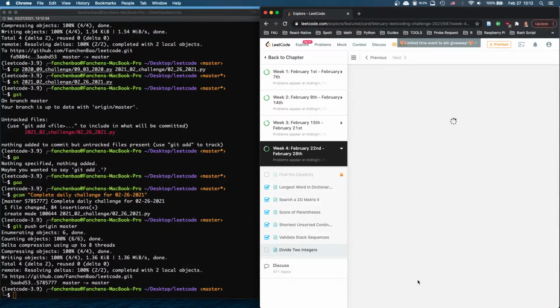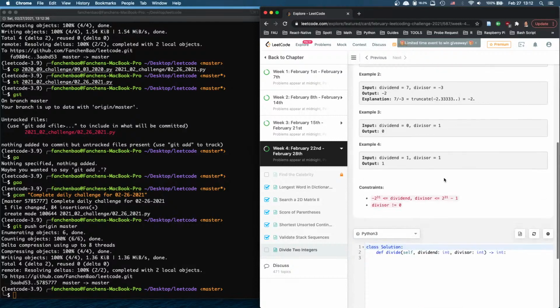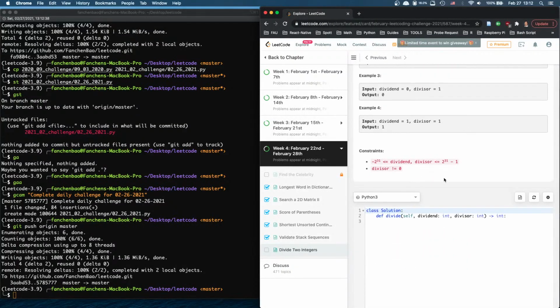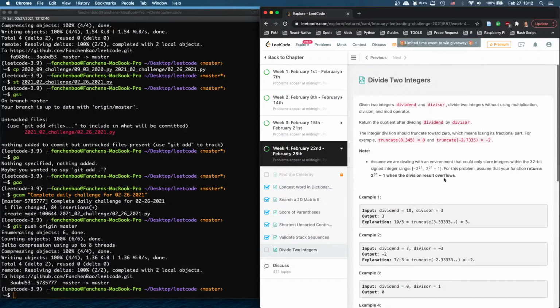Divide two integers. Wow, a lot of examples. Let's see. Given two integers, dividend and divisor, divide two integers without using multiplication, division, and mod operation. Return the quotient after dividing by divisor. The integer division should truncate towards 0, which means losing its fractional part.